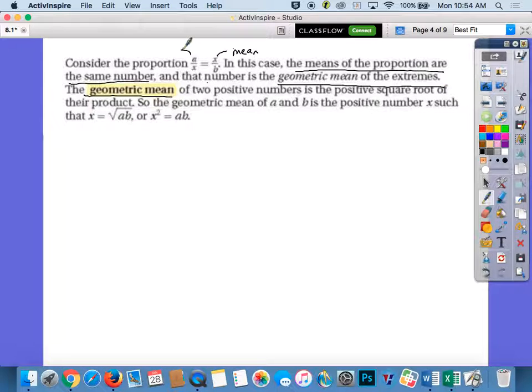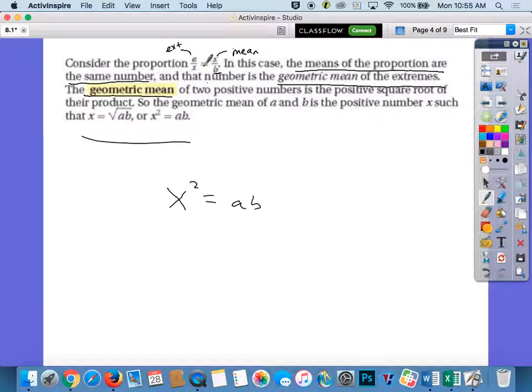So A and B in this case are going to be your extremes. Just a little bit of terminology, so stay with me. The geometric mean of two positive numbers is the positive square root of their product. So this is basically your formula: X squared equals AB. It's just coming from your cross products.